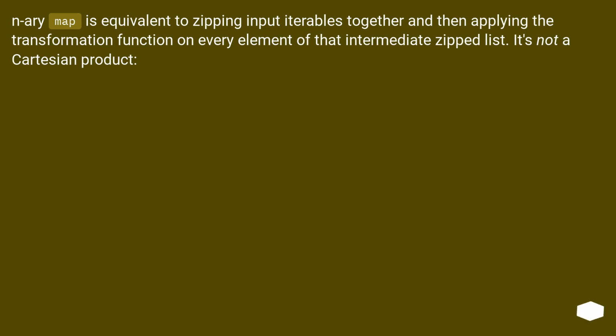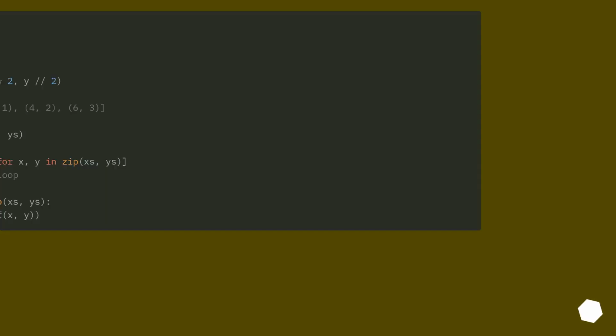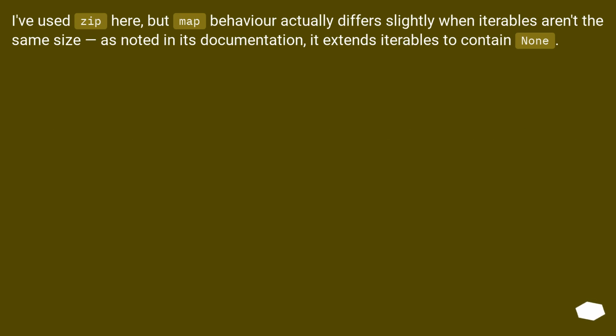An n-ary map is equivalent to zipping input iterables together and then applying the transformation function on every element of that intermediate zipped list. It's not a Cartesian product. I've used zip here, but map behavior actually differs slightly when iterables aren't the same size. As noted in its documentation, it extends iterables to contain None.